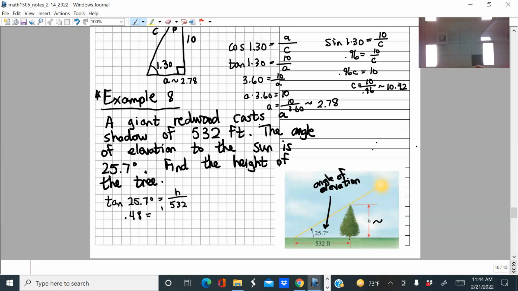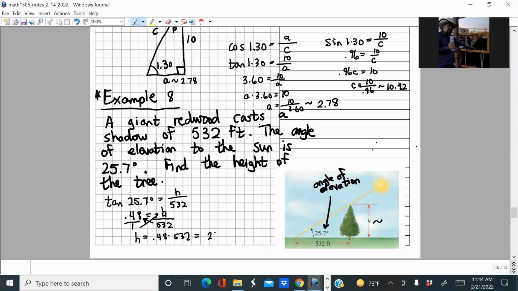So we have 0.48 is H over 532. And now we can just solve this equation by cross multiplying, right? So multiply here, multiply here. You can think of this as 0.48 divided by 1 in order to do the cross multiplying. So that's convenient. We have 1 times h is equal to 0.48 times 532, which is, what's 0.48 times 532? It's about half of 532. What does that turn out to be?